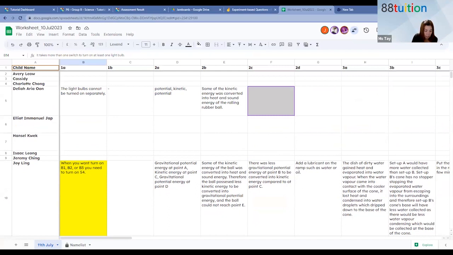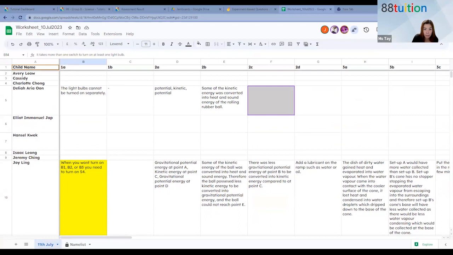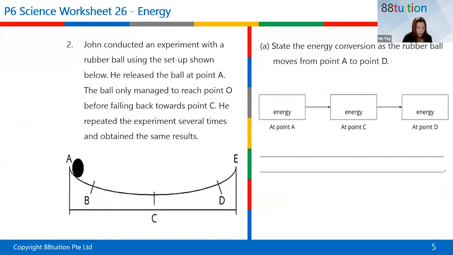So the next question. You have question 2 now. This is the energy question. John conducted an experiment with a rubber ball using the setup shown below. He released the ball at point A. Then the ball only managed to reach point D, before falling back towards point C. He repeated the experiment several times and obtained the same results. State the energy conversion as the ball moves from A to D.